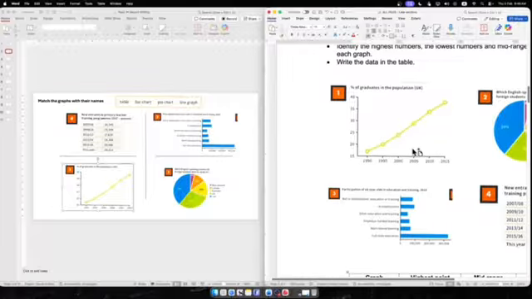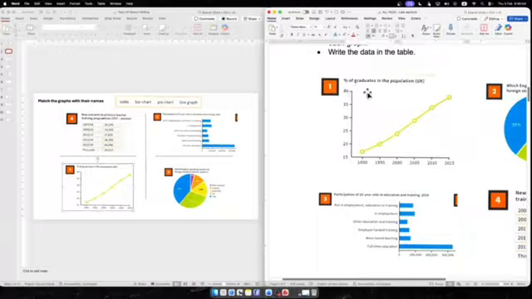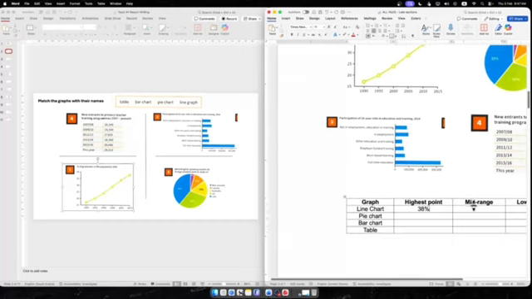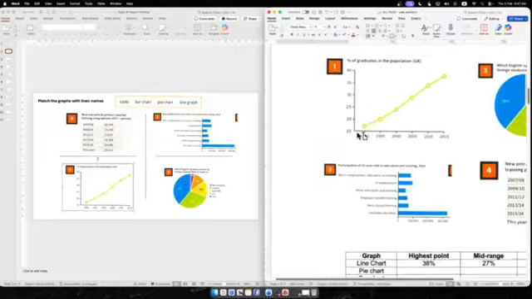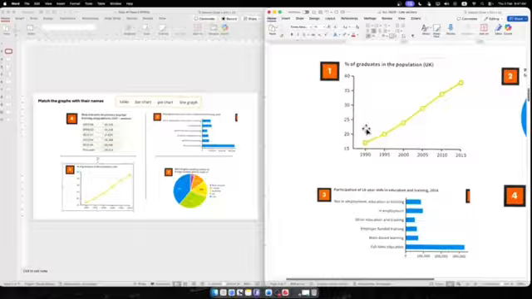Okay. Now the mid-range or the midpoint of the graph here is between the year 2000 and 2005. So it's not exactly 20. It's not exactly 30, and neither is it 25. So it's somewhere in between. So we'll have to approximate this to 27%. Okay, 27%.